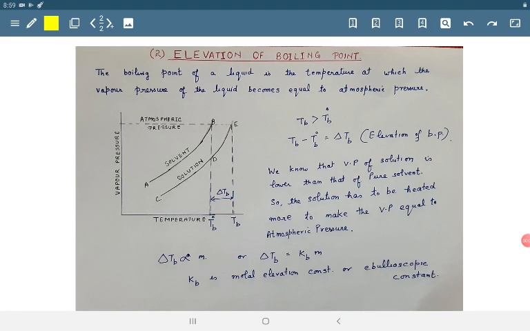Elevation of boiling point. This is one of the colligative properties of dilute solutions. To study it, first of all, we should know what is the boiling point of a liquid. So, boiling point of a liquid is the temperature at which the vapor pressure of the liquid becomes equal to atmospheric pressure. Let's study this graph now.